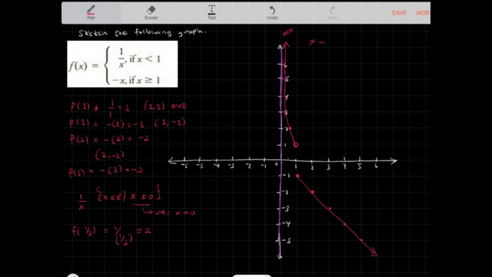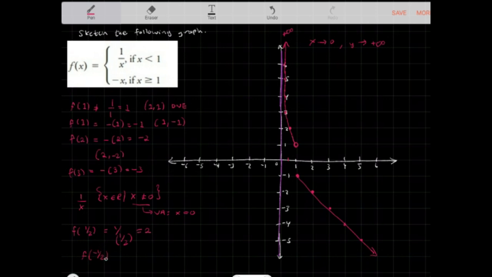So as x approaches 0, y is going to be approaching positive infinity. Okay, so that's the idea. Or you could think about this using limits if you have considered a calculus course, right? But for the time being, we'll not address this using limits. Okay, so that's what the function will look like there.